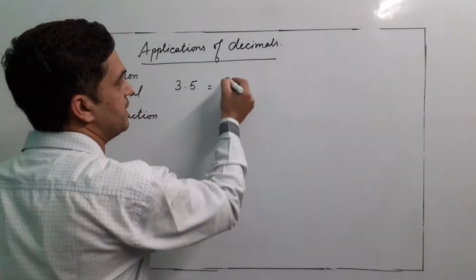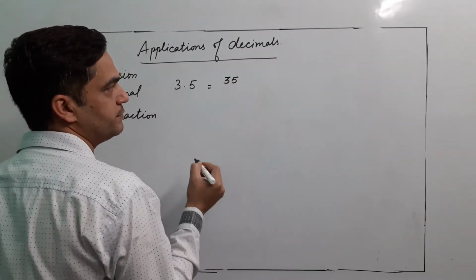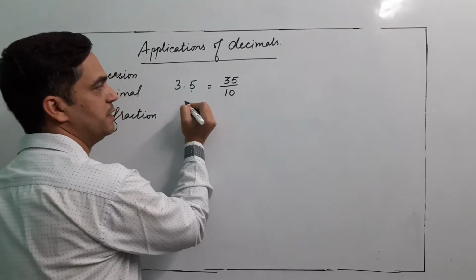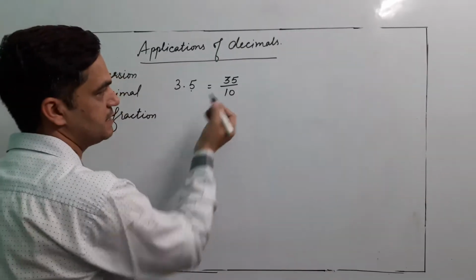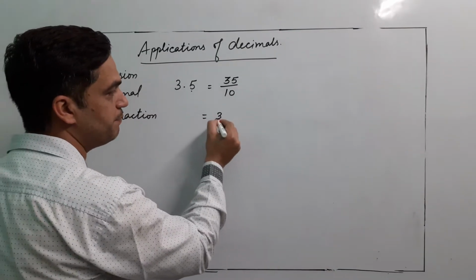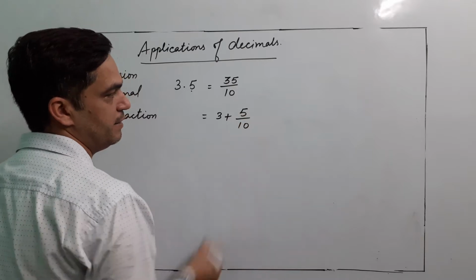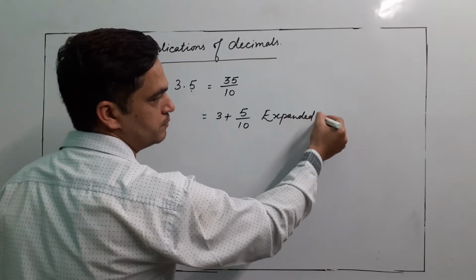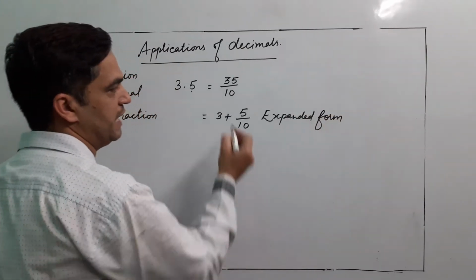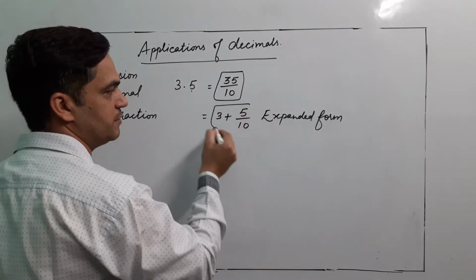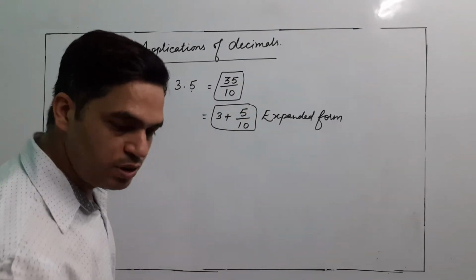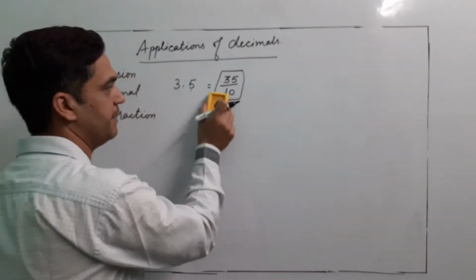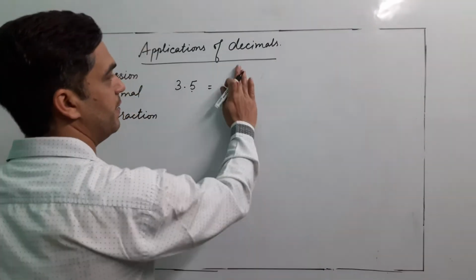So 3.5 can be written as 35 by 10. Here we have only the 10th place, so we can take this as 35 by 10, or we can write 3 plus 5 by 10. This one is called expanded form. So directly we can write this one also or this one also. If I want just a simple fraction, so better I write this one as 35 by 10.